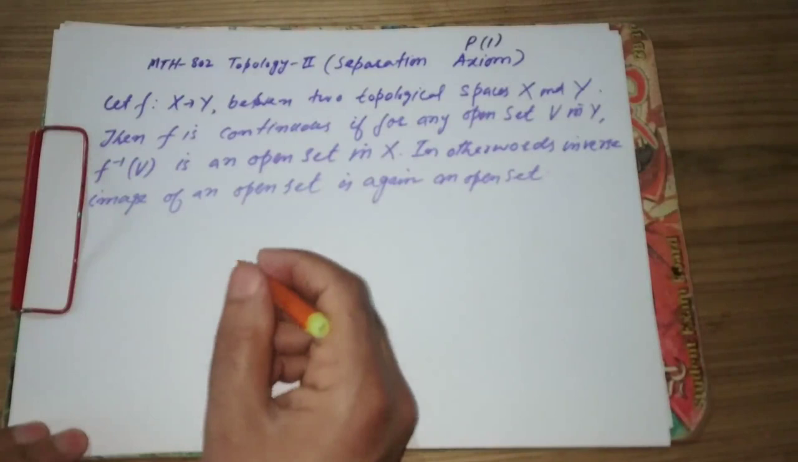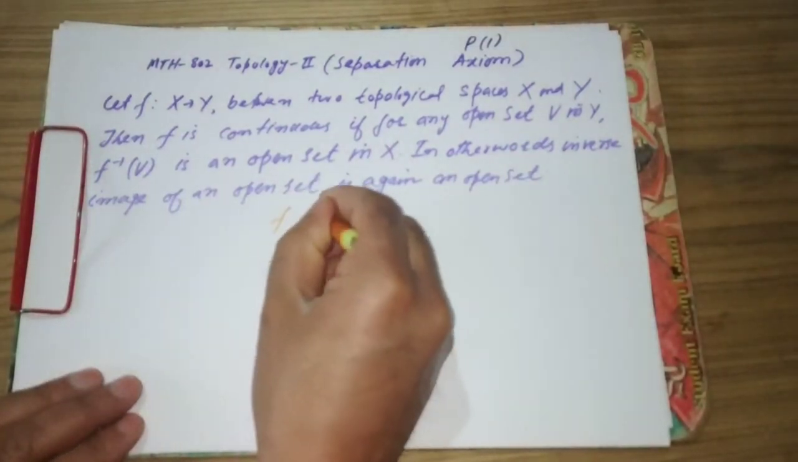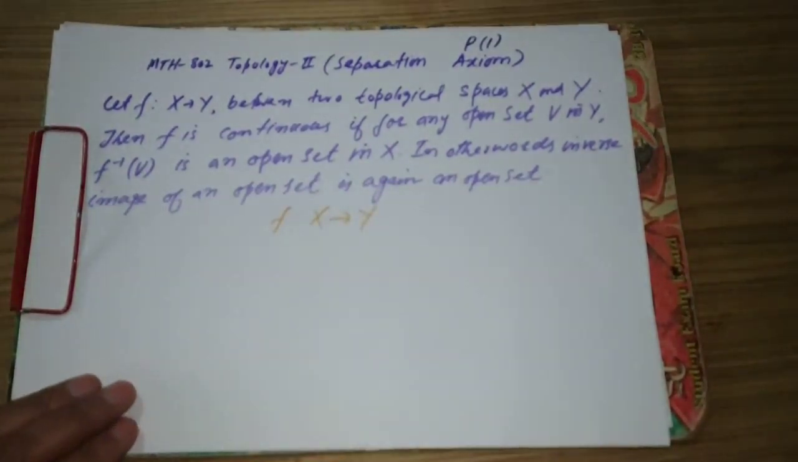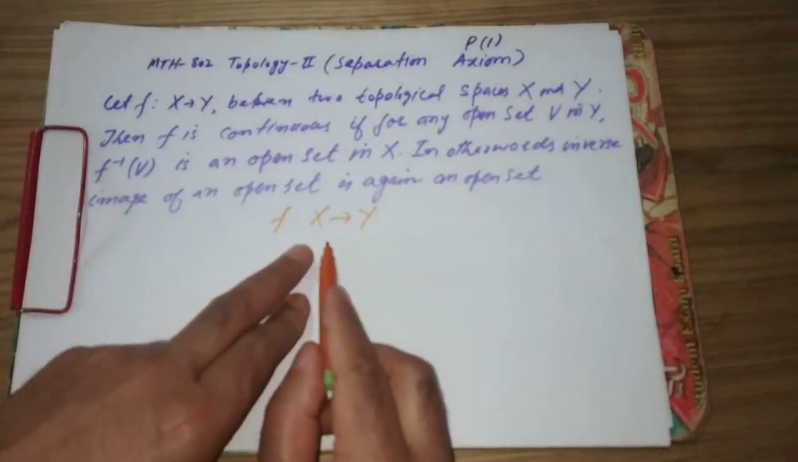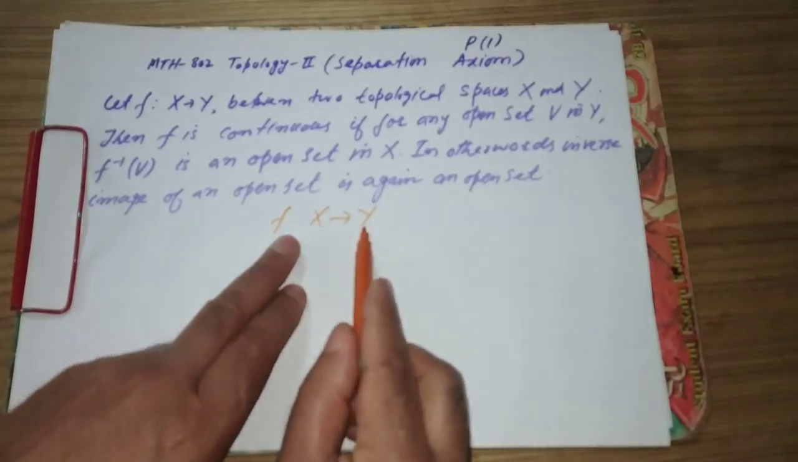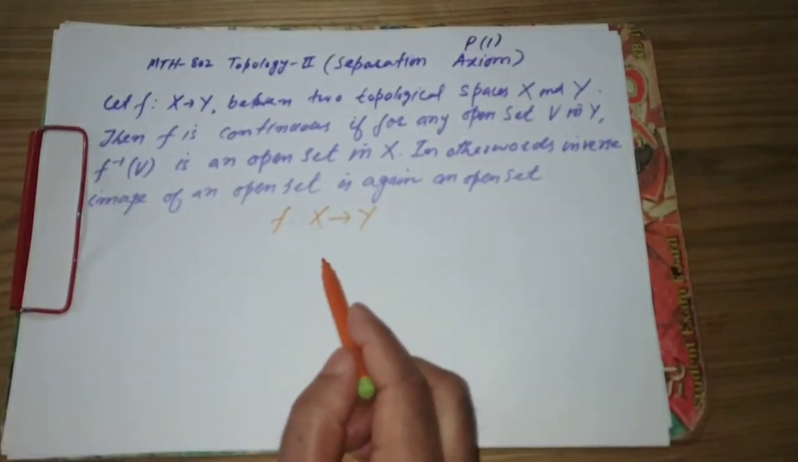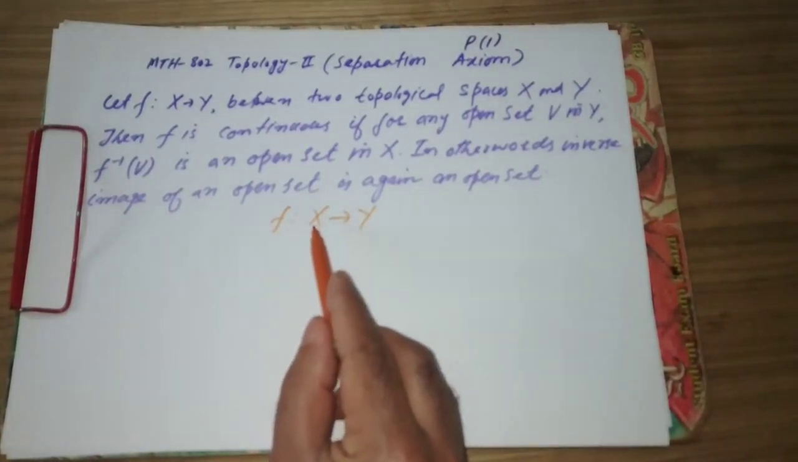If X has more open sets, then the probability for the function f to be continuous is more. So f is a function from X to Y between the topological spaces X and Y. If we have more open sets in X, in the domain, then the probability for the function f to be continuous will be more, because we need to check the inverse image of an open set must be open in X.